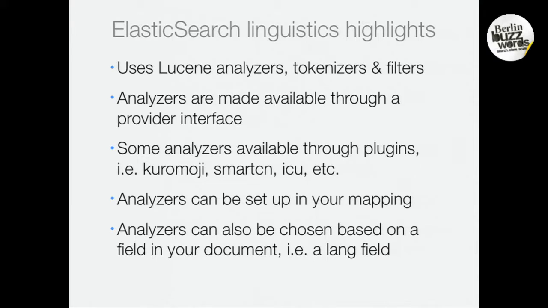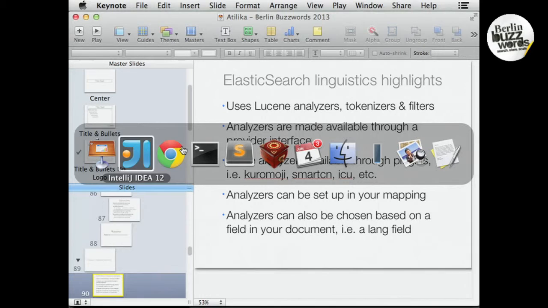Some analyzers are available as plugins, Kuromoji, Smart Chinese Analyzer, and so on. And analyzers can be set up in your mapping. And I think the previous talk also discussed how analyzers can be used with ElasticSearch. One useful feature is that analyzers can also be chosen based on a field in your document, such as a lang field. And that's what I'll show you now.